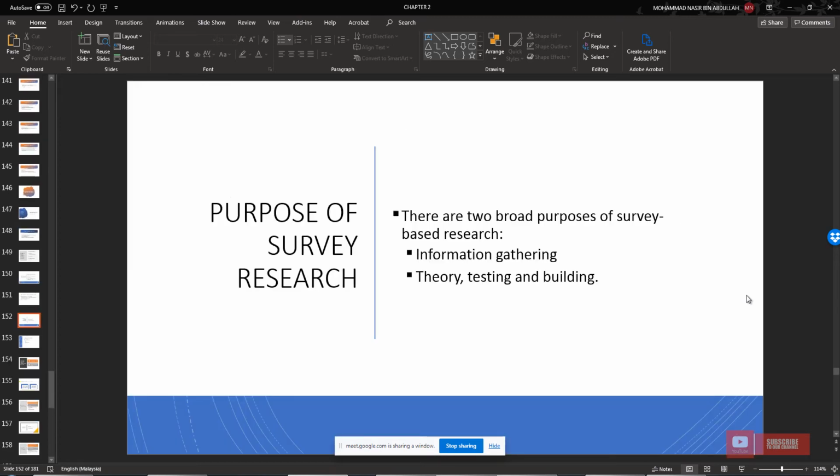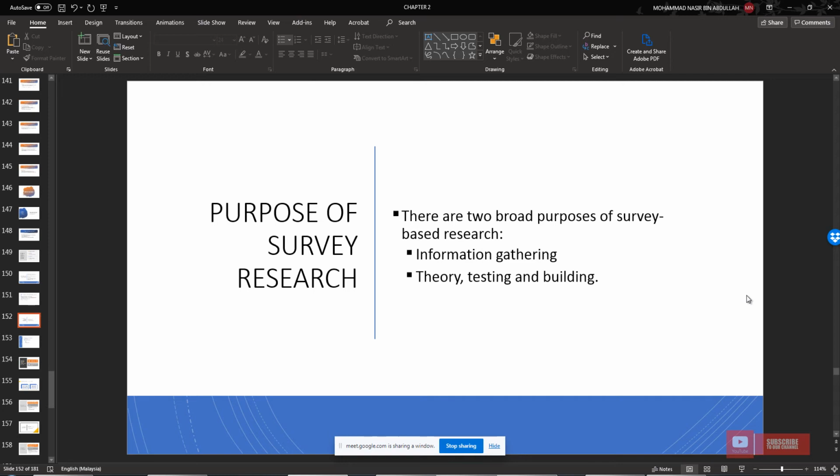So the purpose of survey research. There are two broad purposes of survey research. First, we want to get the information, right? And second, we want to build a theory, or we want to test the theory, right?